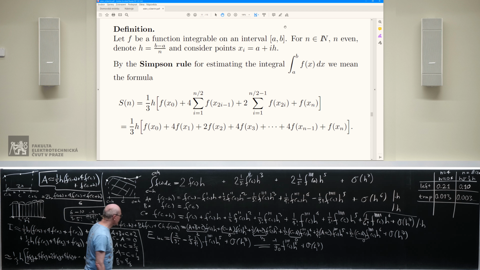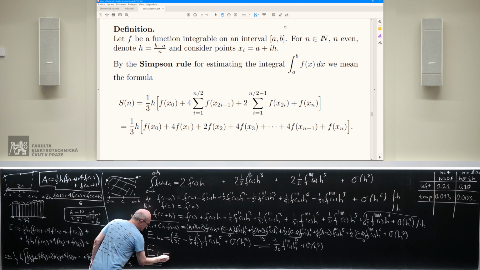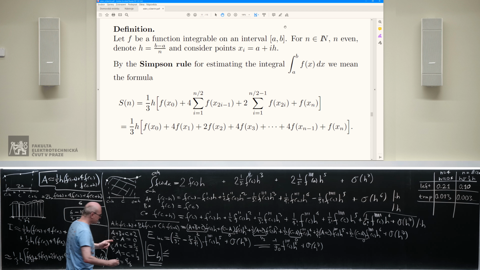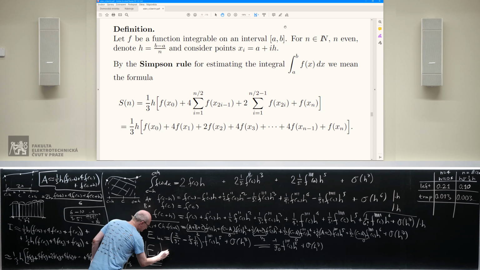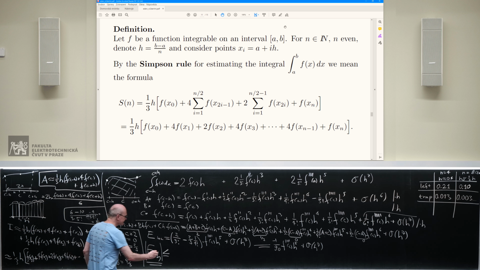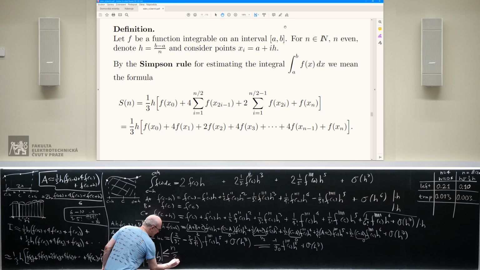Okay, let's see the global error. Now the global error can be estimated by, and now it gets interesting, we have to be careful. We have to sum up local errors for every double panel. How many double panels are there? The answer is n over 2. That's a change. Before we were putting it n times. Now we put it n over 2 times.